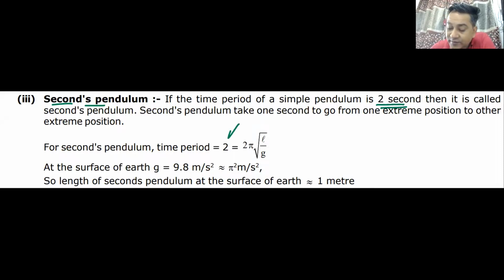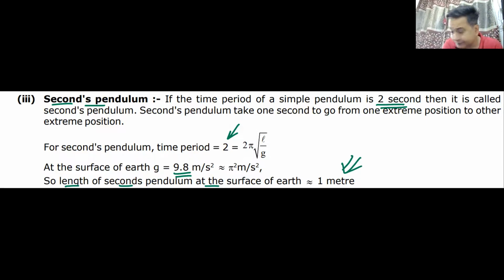Now, if I put the value of time period as 2 seconds on Earth, the value of g is 9.8, and you can take it approximately equal to pi square. The length of a seconds pendulum on Earth will be approximately equal to 1 meter. So if I make a pendulum of 1 meter on Earth, it would give me a time period of approximately 2 seconds, and that will become a seconds pendulum. Do we understand this? Yes or no?